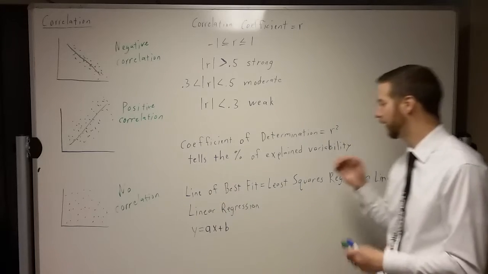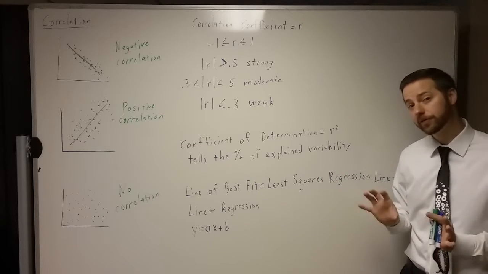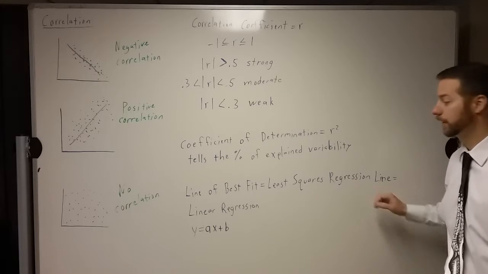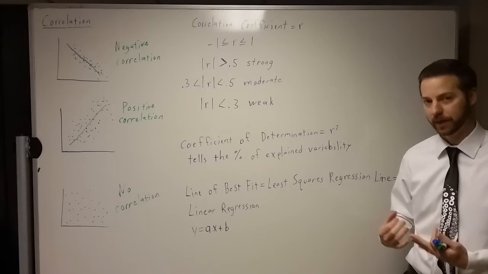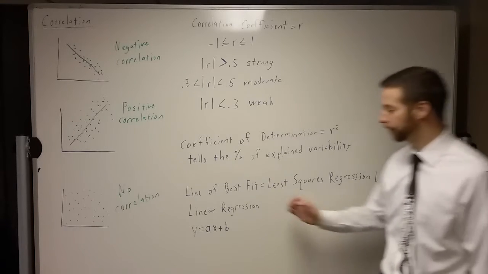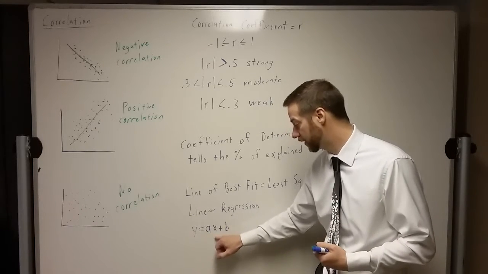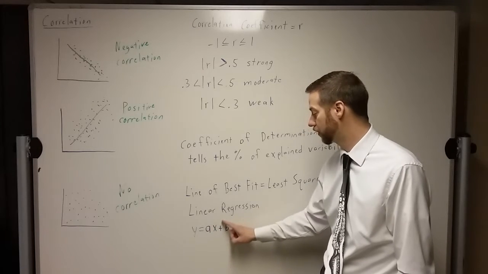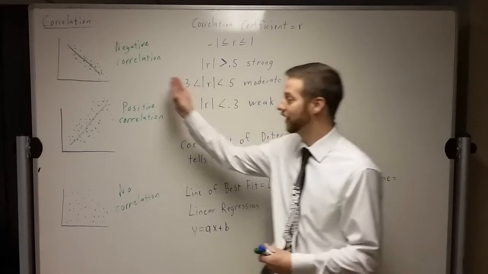All right, and then our last idea for today, which you should be familiar with because we've talked about this already, is line of best fit, or least squares regression line, or linear regression. All those are words for the same thing. It's the line that fits the data the best. Now, because it's a line, it's going to fit the y equals ax plus b form, or some people say y equals mx plus b form. So this number right here is going to be the slope of the line. This number right here is going to be the y-intercept of the line. And that's going to tell us the line that fits the data the best.